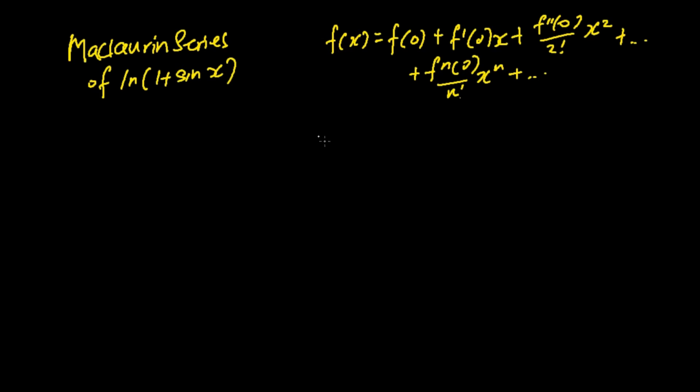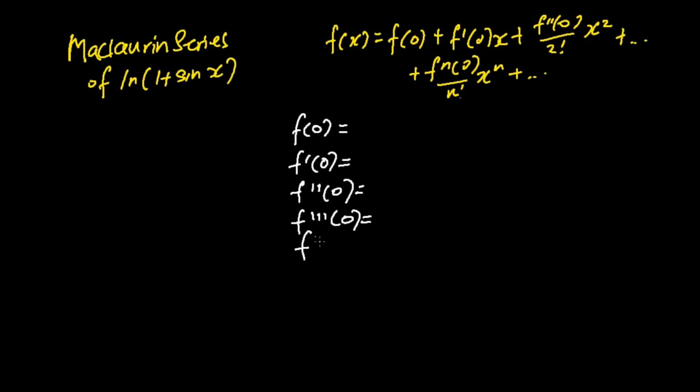Before we are able to apply the formula, we first need to find f(0), where f(0) is the function evaluated at x equals 0, f'(0) is the function differentiated once and evaluated at x equals 0, f''(0) is the function differentiated twice and evaluated at x equals 0, f'''(0) is the function differentiated 3 times and evaluated at x equals 0, and last but not least we have f differentiated 4 times and evaluated at x equals 0.